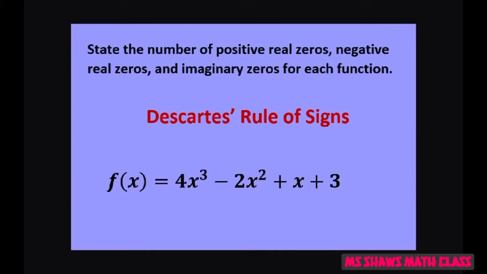Hey everyone, we're going to state the number of positive real zeros, negative real zeros, and imaginary zeros for this function using Descartes' rule of signs. So first of all, the total number of zeros you could have is up to 3, based off that degree. So we're just trying to determine how many of the zeros would be positive reals or negative reals. After that, we can look at Descartes' rule of signs only talks about the reals, but after we determine that, we can determine the imaginaries.